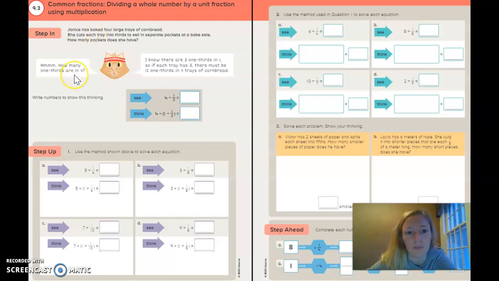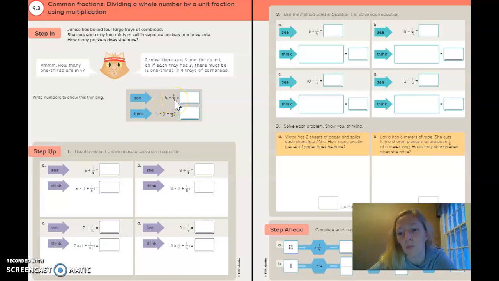So we're going to take this story problem first. It says, Janice has baked 4 large trays of cornbread. She cuts each tray into thirds to sell into separate packets for a bake sale. How many packets does she have? So it says you're going to write the numbers to show this thinking. Really what you're seeing is the story problem 4 divided by 1/3.